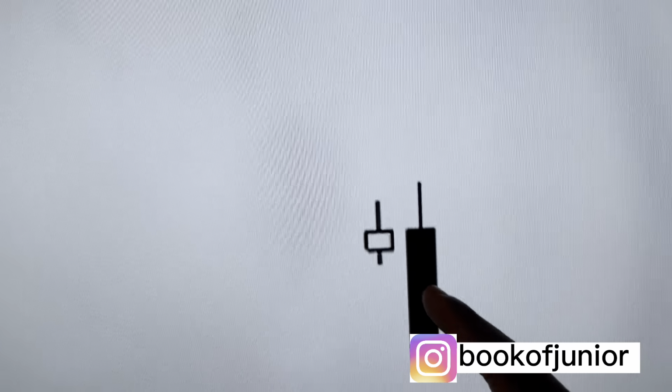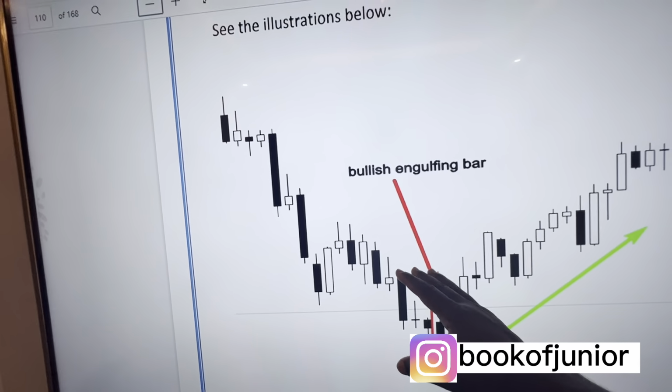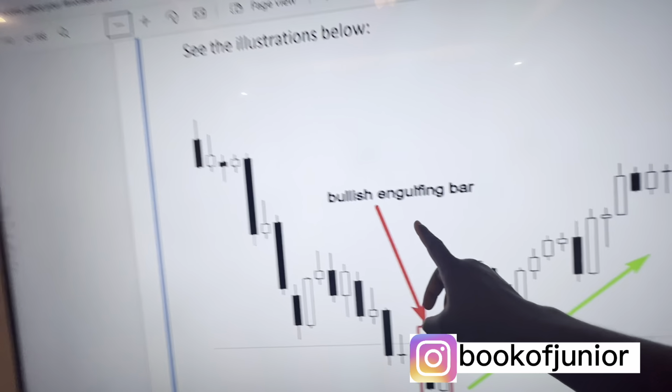Then this is the bearish engulfing candle pattern, because this is the small green one and this is the big red one. Less buying pressure, more selling pressure. This engulfs this. Then we have what we call a bearish engulfing pattern. So this is the first illustration that we have. This is now the bullish engulfing bar.